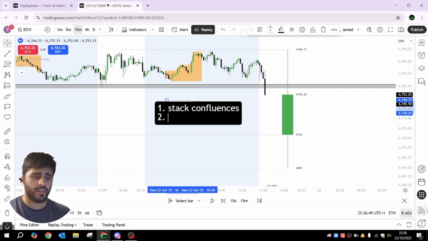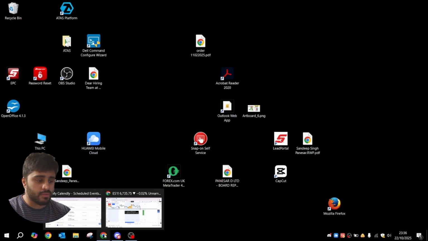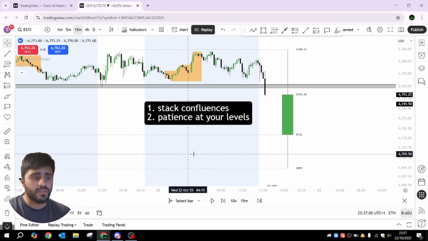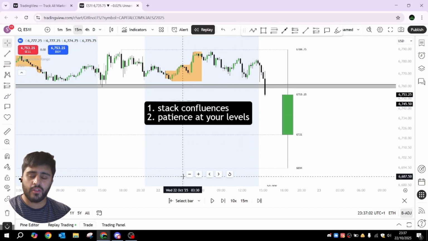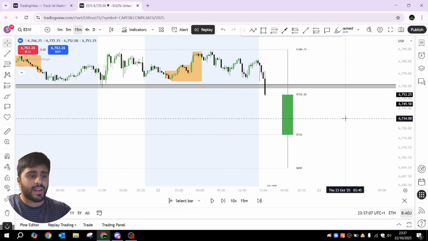The second thing I want traders to understand is this idea of being patient at your levels. And I've got a question about this as well: how do you stay patient at your levels? Very good question. And I'm going to look to tackle both questions. So let me start by stacking confluences, right?